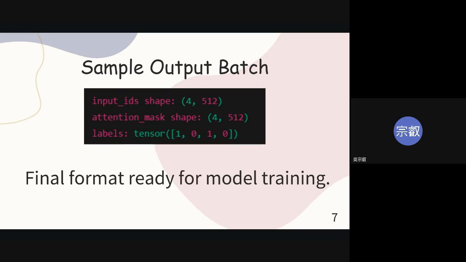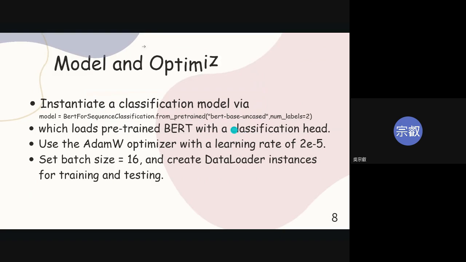Sorry. Okay. And this is our sample output batch from our data loader. You can see that each input has a shape of 512 tokens, along with a matching attention mask and the corresponding label. The batch is ready to be used in BERT fine-tuning. All of this pre-processing ensures that the data flows smoothly into the model without breaking structure or format. And that's my part. Other teammates will talk about model and optimizer setup.